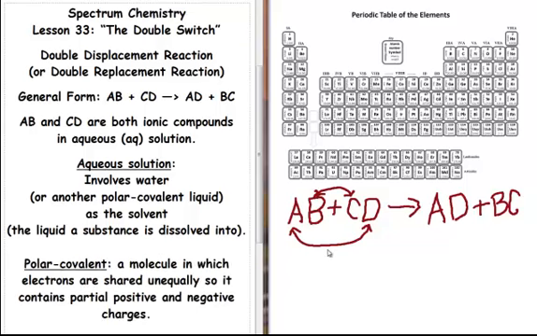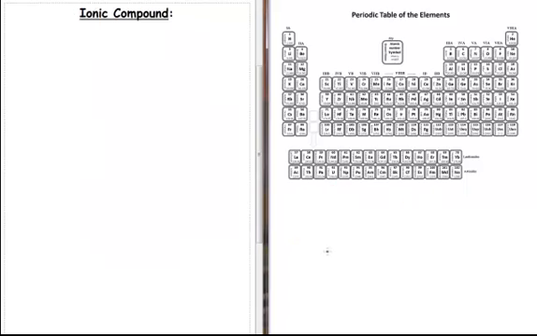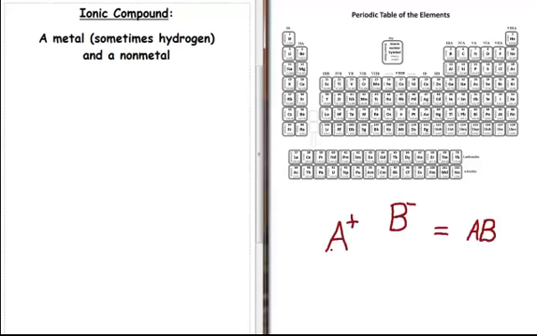And remember what polar covalent means: a molecule in which electrons are shared unequally, so it contains partial positive and negative charges. And remember what an ionic compound is. An ionic compound can be composed of a metal, which is sometimes hydrogen, and a nonmetal, or a metal and a polyatomic ion, or even two polyatomic ions. Those ions have an opposite charge, and as they have exchanged electrons to develop those opposite charges, they've also become attracted to each other and connected to form a compound.